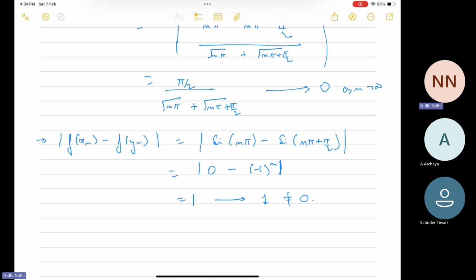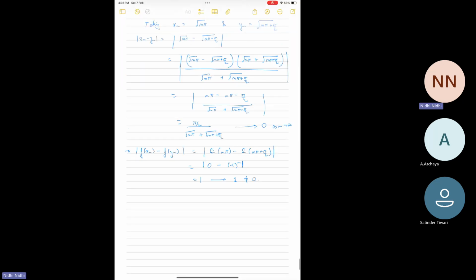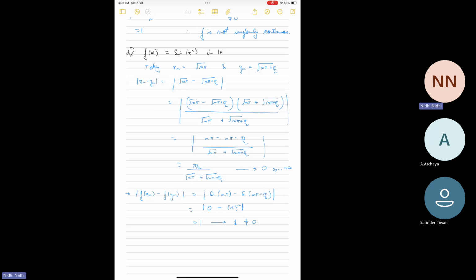Therefore, again, by the same result, the function f is not uniformly continuous. I hope this is clear how we use the above result to show that the function is not uniformly continuous. So again, here also the points xn and yn are very close to each other, but the points fxn and fyn are a bit far away.